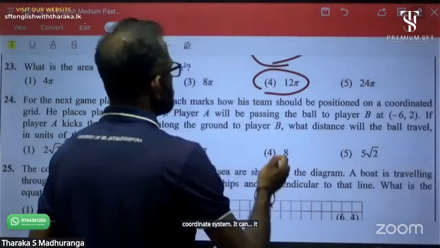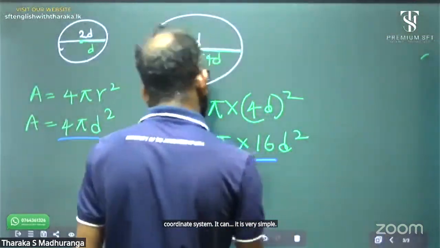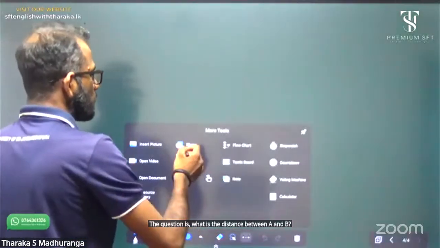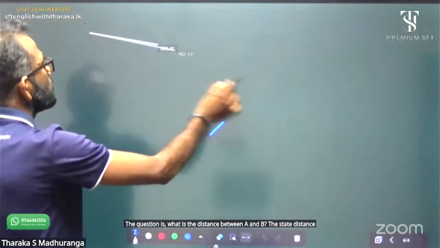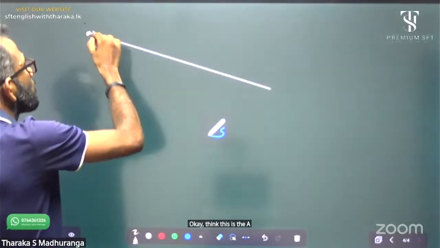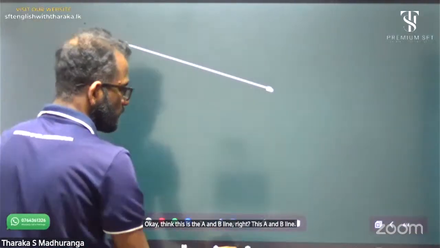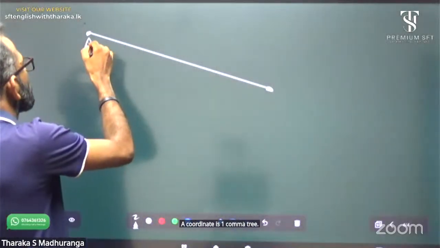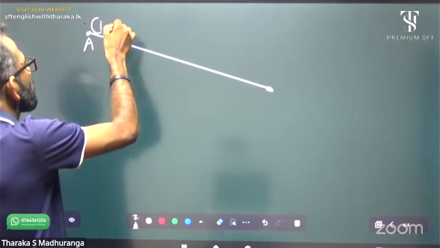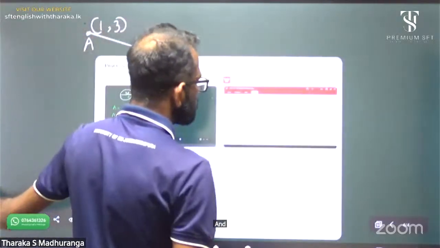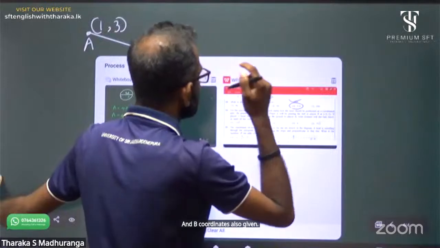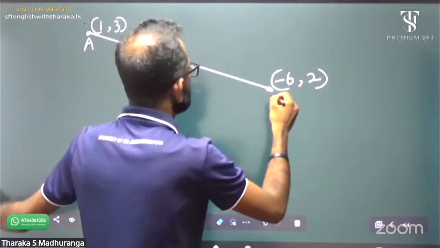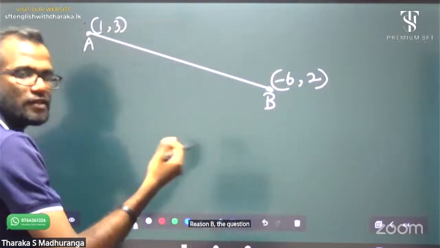Again, it is very simple. The question asks, what is the distance between A and B? The straight distance. Think this is the A and B line, right? This is the A and B line. The A coordinate is given, A is (1,3). And the B coordinate is also given, (-6,2). This is B. The question asks, what's the distance between A and B?